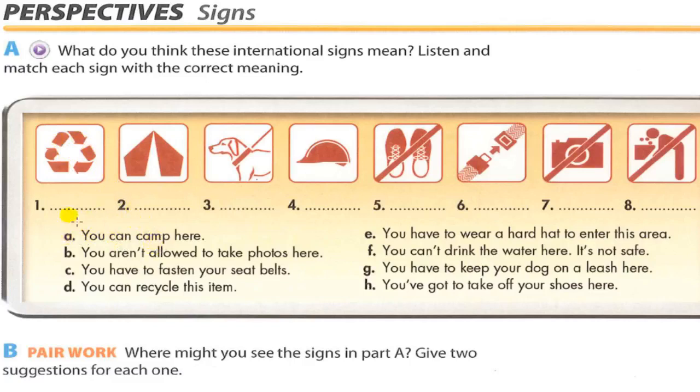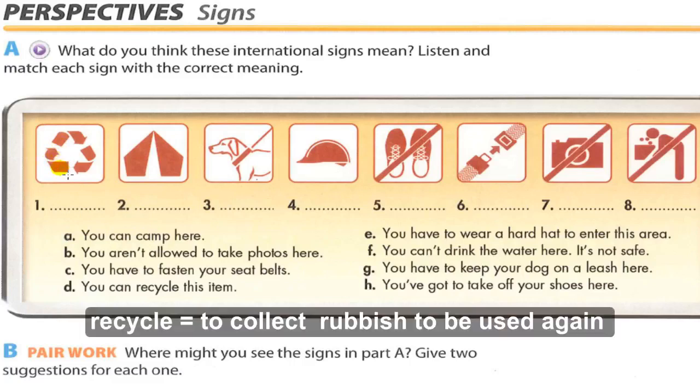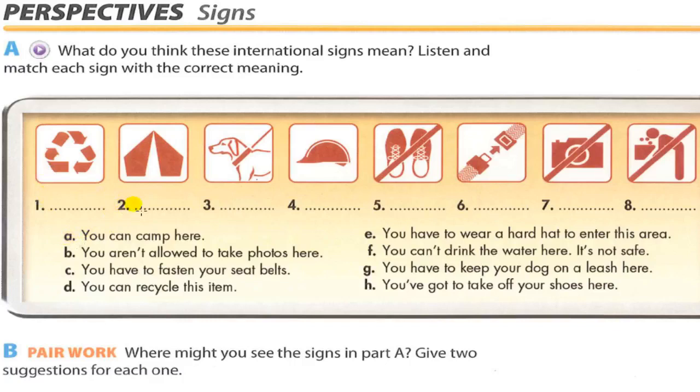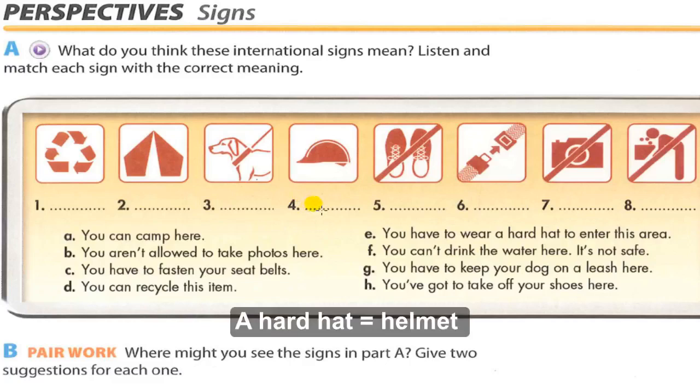For example, one, this is the picture. You can recycle this item. So number one, D. Two, you can camp here. Two, A. Three, you have to keep your dog on a leash. This is number G. 4. E. You have to wear a hard hat to enter this area. 4. E.